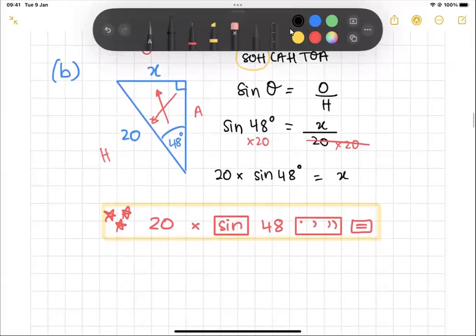Okay, that's how you're going to put it into the calculator. And what you would get is X equals 14.8628. Put that into 2 decimal places and you should get 14.86 units. So that's your answer.